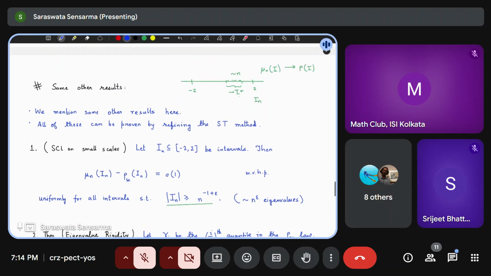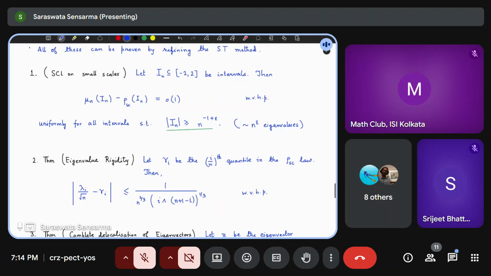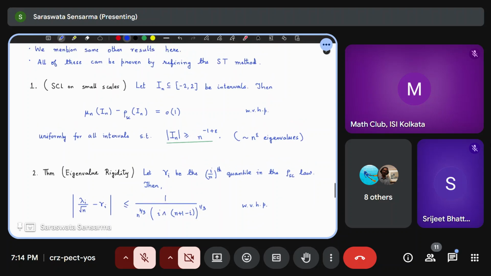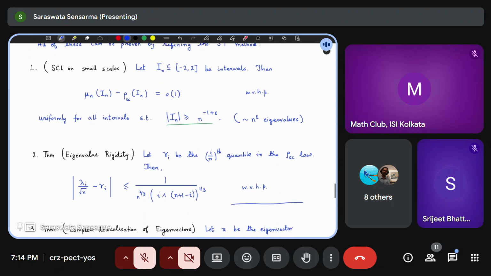And these Green's function techniques also lend themselves very beautifully in proofs of other results involving eigenvalues. For example, we have something called the eigenvalue rigidity. If you look at this interval from minus 2 to 2, let's say the ith eigenvalue, where is it supposed to be placed? Typically, where do you expect it to be? Well, it should be in the i by nth quantile of rho, right? It should be somewhere here.